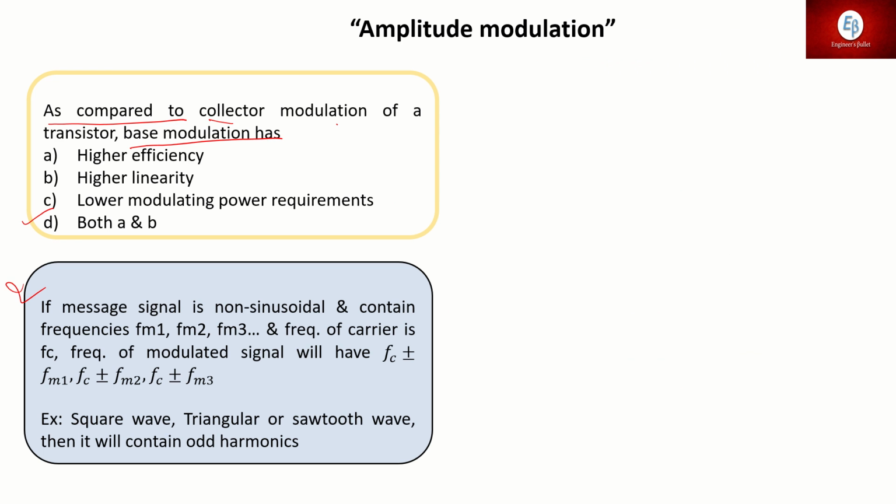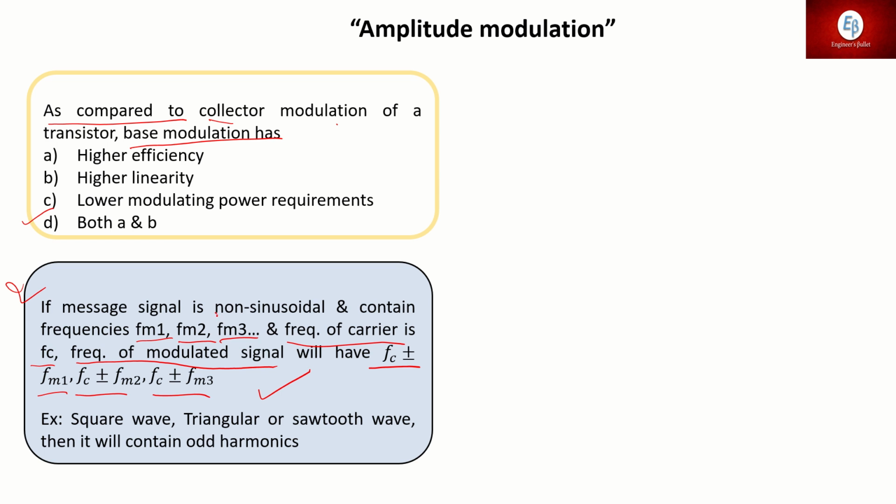Now, if the message signal is non-sinusoidal and contains multiple frequencies like FM1, FM2, FM3, and the frequency of the carrier wave is FC, and you are asked about the frequency of the modulated signal, then it will be FC plus minus FM1, FC plus minus FM2, FC plus minus FM3, and so on. So you can calculate using the case of non-sinusoidal and multiple frequencies. Then the output modulated signal frequency is this.